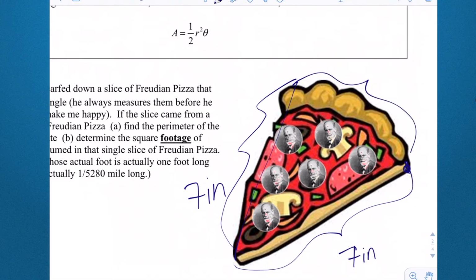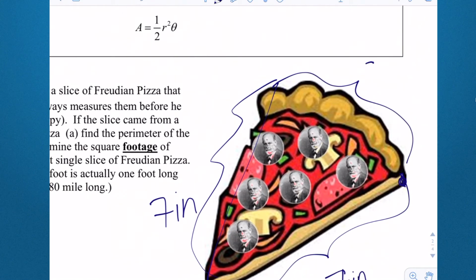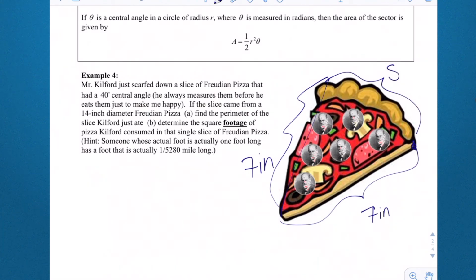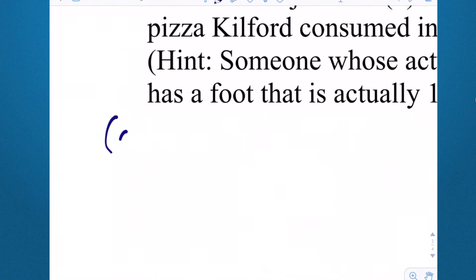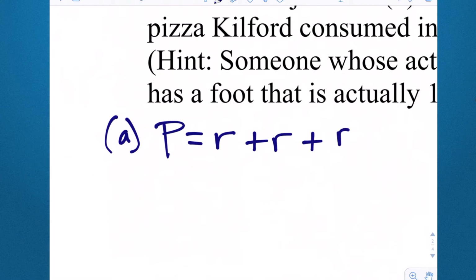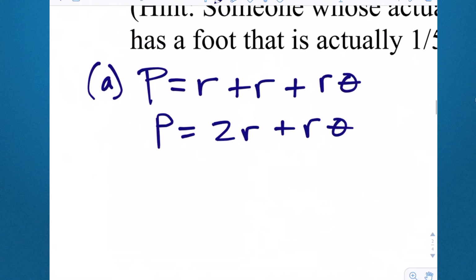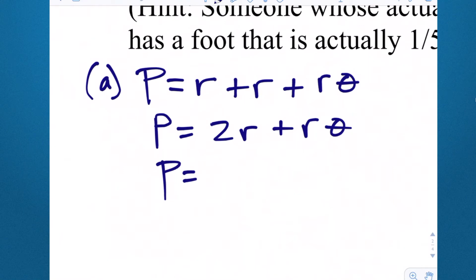And then I walk around the circumference part of it, which we call the arc length, which should be r theta. We'll call that S for now, which is r theta. So let's write an equation for the perimeter. Call it part A. I'll use P for perimeter. In general, it's the radius plus the radius plus the r theta, which is the arc length, yes? So you can simplify that and call that 2r plus r theta. And if you want to factor out an r, you actually can. I'll leave it, though. So let's go ahead and plug in.